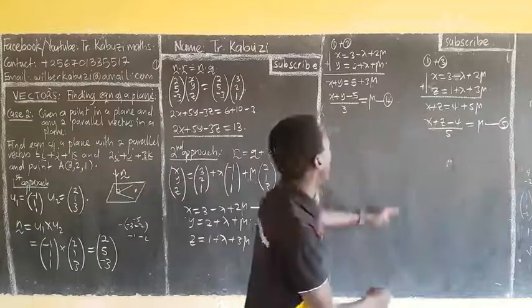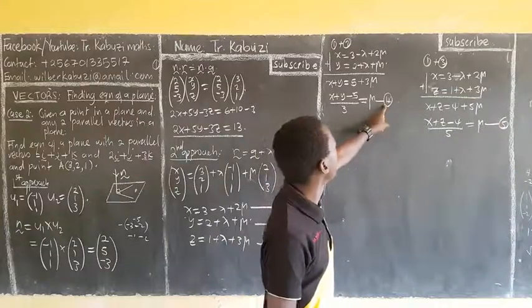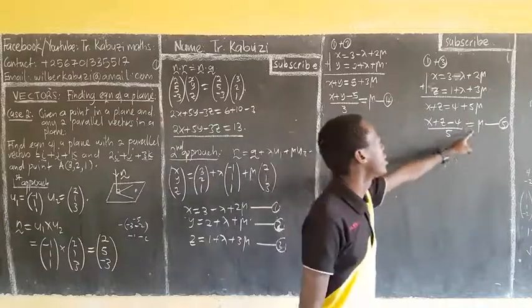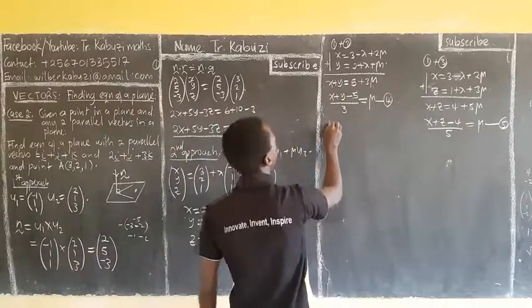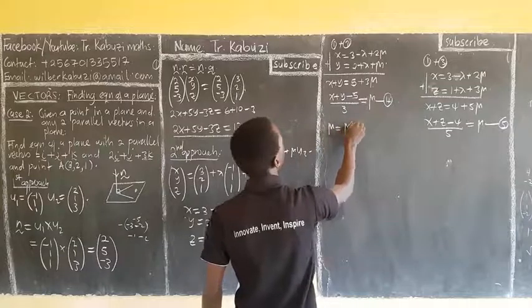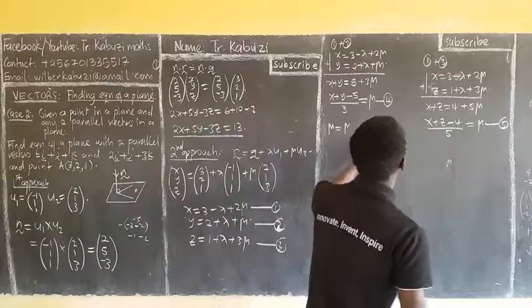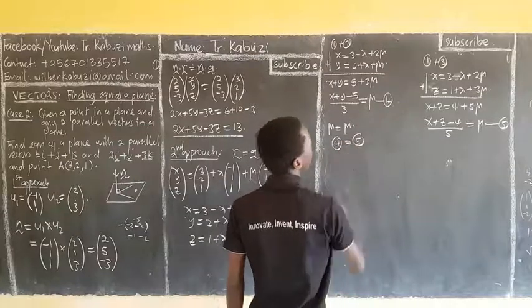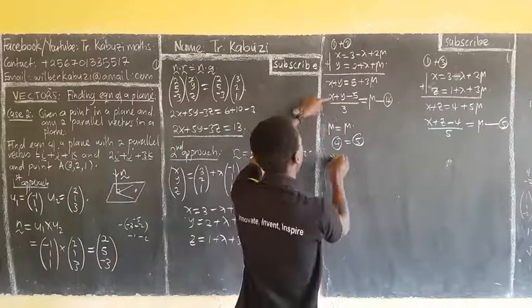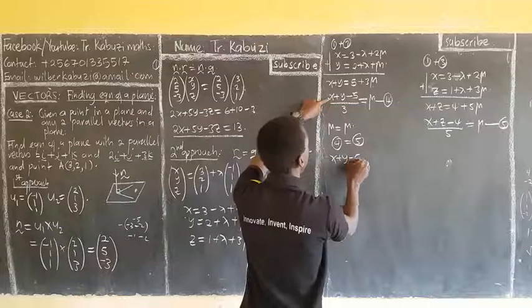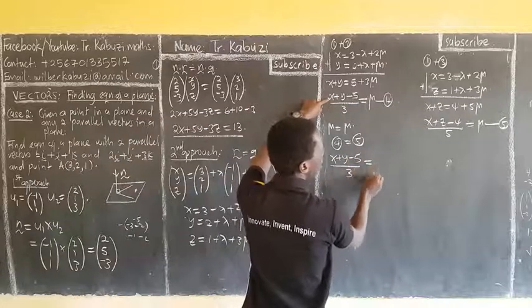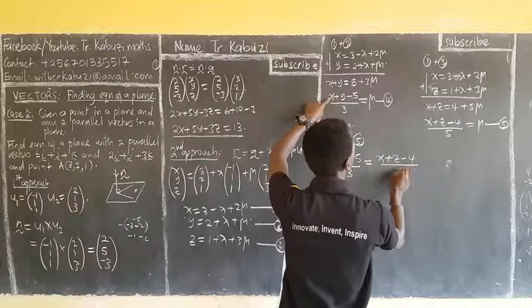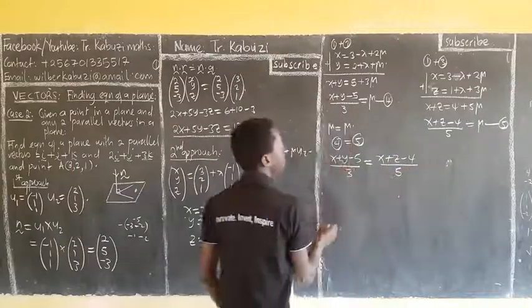Now it's that equation 5 and equation 4, they are the same. All of them are equaling to mu. Meaning, of course, that my mu is equaling to mu. What does it mean? It means that equation 4 is equaling to equation 5. So x plus y minus 5 over 3 will be equaling to x plus z minus 4 the whole over 5. And I cross multiply.